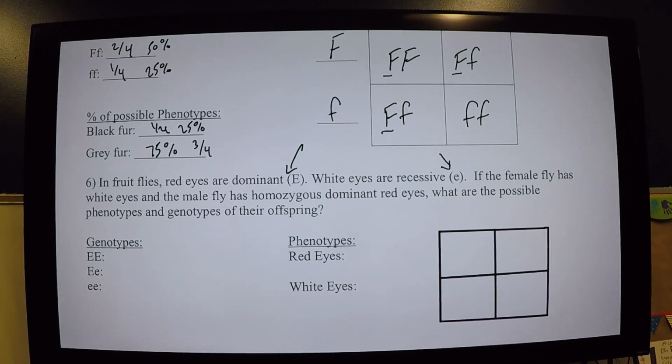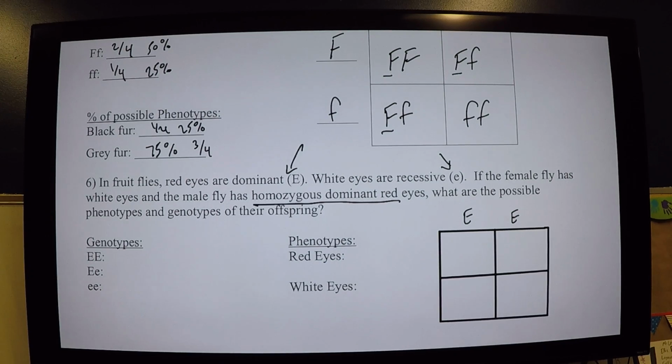It says if the female fly has white eyes and the male fly has homozygous dominant red eyes, what are the possible phenotypes and genotypes? So it tells us the male fly is homozygous dominant red. And so we look at the letters, that's big E, homozygous dominant, same. It means the male is going to be big E, homozygous, same, but dominant. The female has the recessive phenotype.